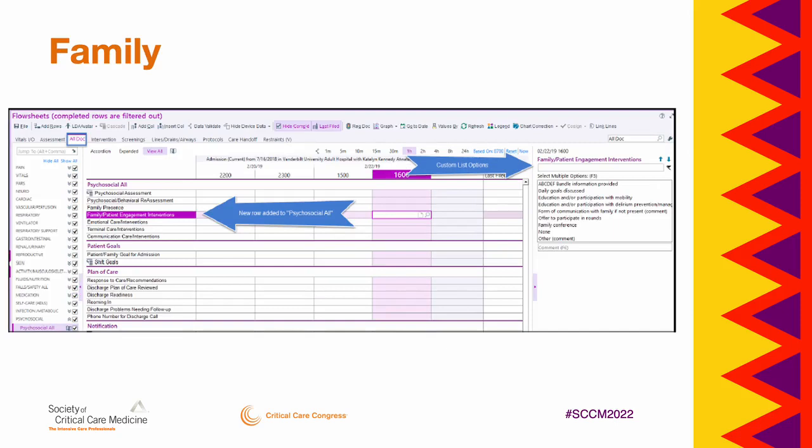So the final component of the ABCDF bundle that we have enabled documentation for that was new for us was the family. This allows the nurse to select what part of the family component was added. So maybe daily goals were discussed, or the family participated in mobility, or they helped with delirium prevention or treatment. So lots of different choices that they could pick here.